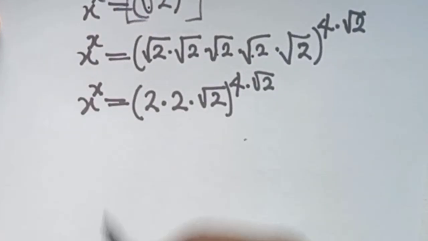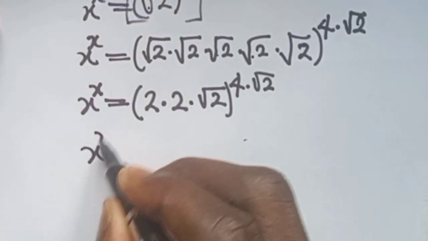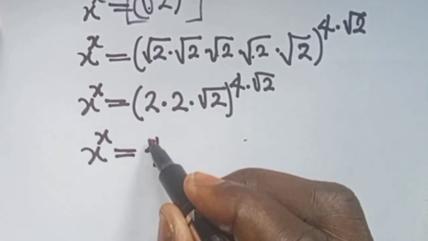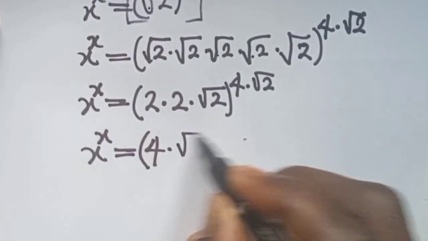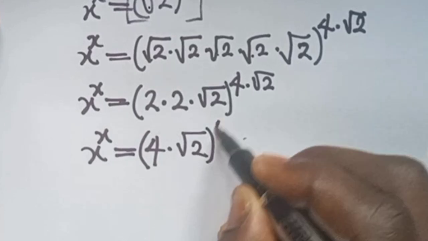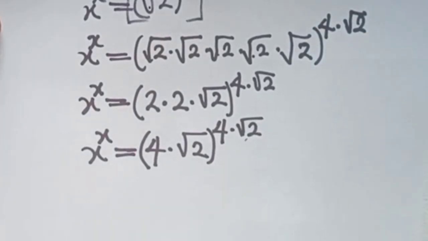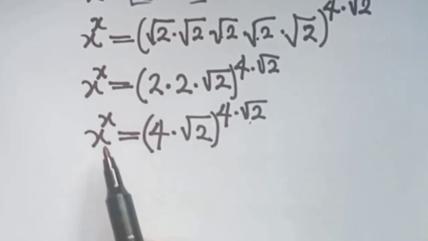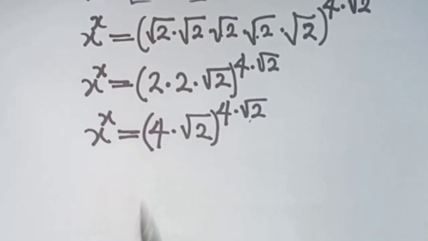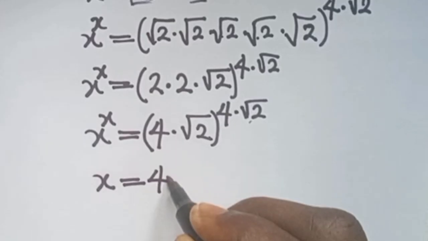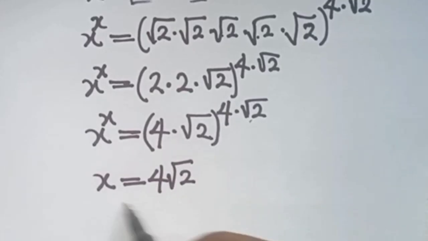But 2 times 2 is 4, so x to the power of x equals 4 times square root of 2 to the power of 4 times square root of 2. If we compare the right hand side and the left hand side, we can conclude that x is equal to 4 square root of 2.